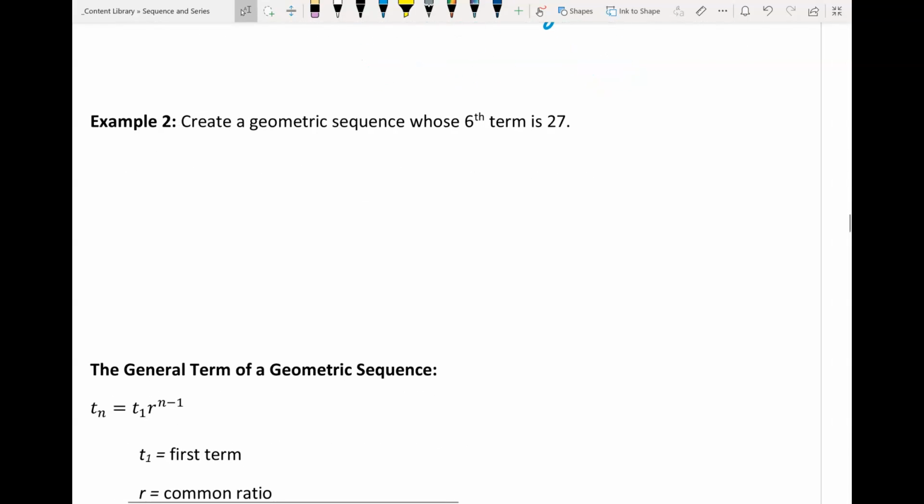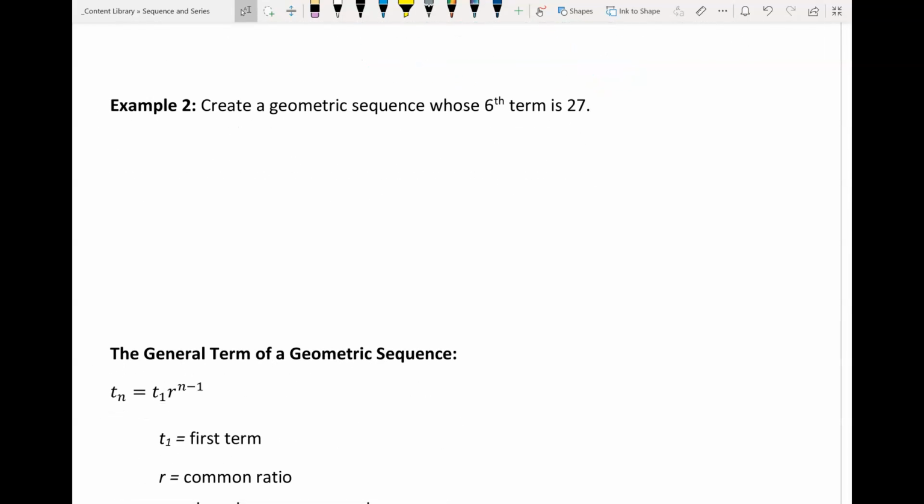Now, for example 2, create a geometric sequence whose 6th term is 27. So we're going to have to work backwards here. This is your 6th term. 5th, 4th, 3rd, 2nd, and 1st. Now in this case, I suggest that you pick an R, and an R has to be able for you to divide to get the previous term. So I'm picking R equals 3. You could have picked a different number for sure if you wanted to. You could have picked something like 9 because we can do 27 divided by 9 as well. I'm just going to choose 3.